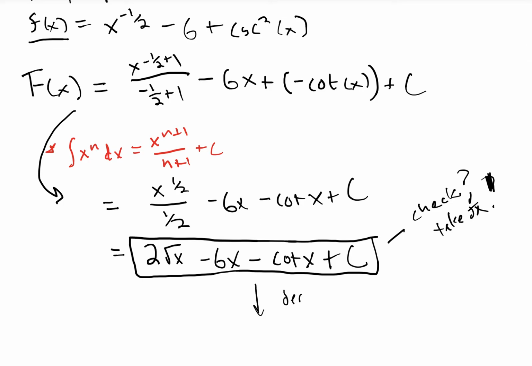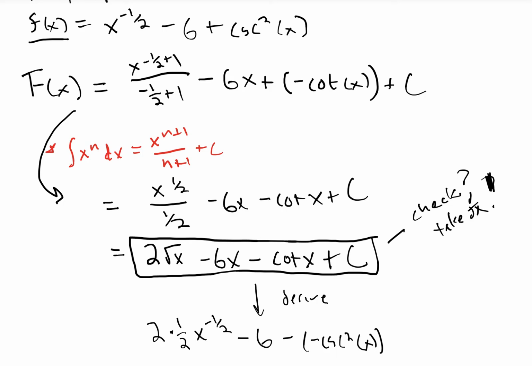If I want to derive this, what I'm going to get is, hang on to the 2. This is really a power rule term next to it. I have x to the 1/2. This is going to turn into 1/2 x to the negative 1/2. Over here, my minus 6x will turn into a minus 6. And over here, my derivative of the cotangent function is negative cosecant squared. Okay? And finally, my derivative of constants is going to drop off.